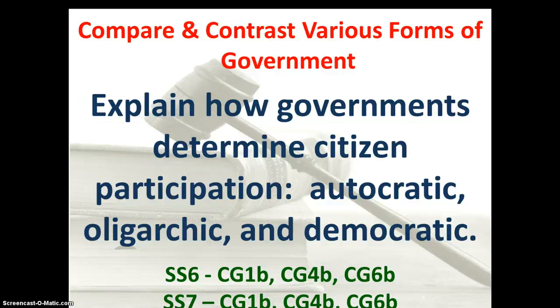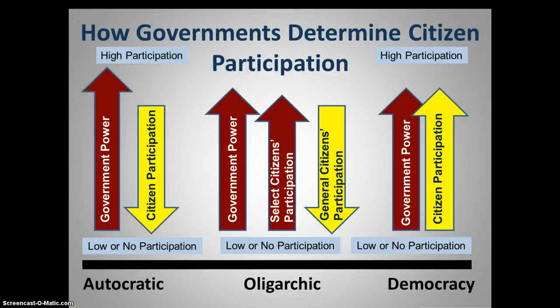We're going to now explain how governments determine citizen participation: autocratic, oligarchic, and democratic governments, also known as autocracy, oligarchy, democracy. And these were vocabulary words, so this is just going a little bit more in depth. In autocracy, there's low or no participation by the citizens. The government power is very high. And in oligarchy, there's low or no citizen participation. The government power is high, and certain citizens' participation could be high.